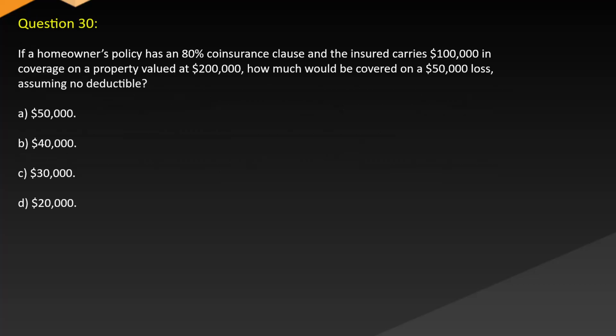Question 30. If a homeowner's policy has an 80% coinsurance clause and the insured carries $100,000 in coverage on a property valued at $200,000, how much would be covered on a $50,000 loss, assuming no deductible? A. $50,000. B. $40,000. C. $30,000. D. $20,000.